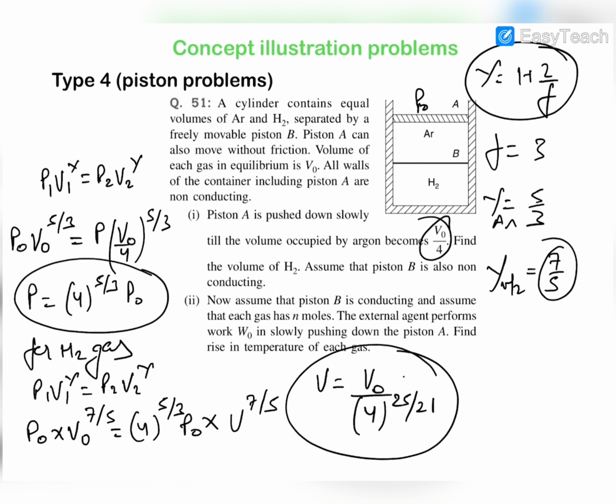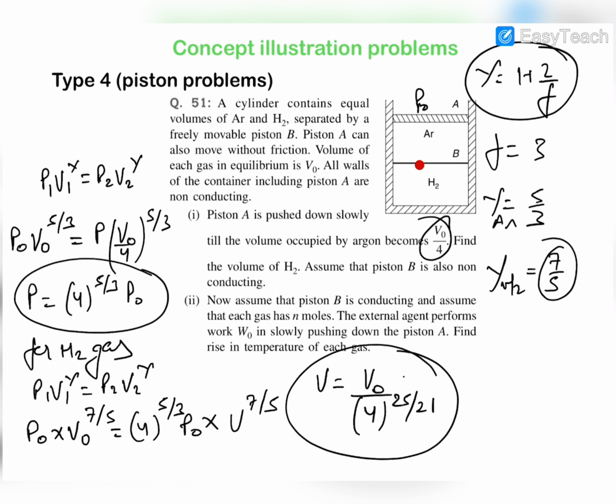Now in the B part, we have to assume that piston B is conducting, and each gas has n moles, and some external agent performs work W naught in slowly pushing down piston A. We have to find the rise of temperature of each gas.